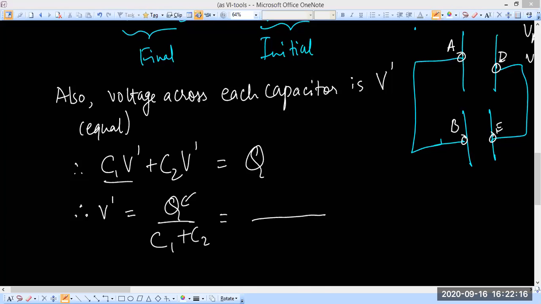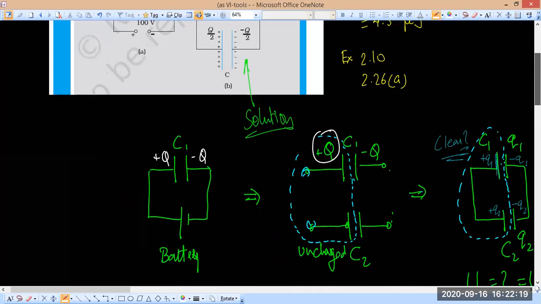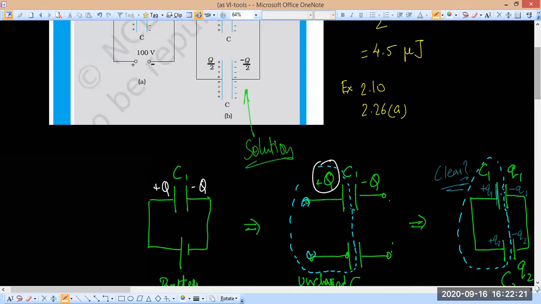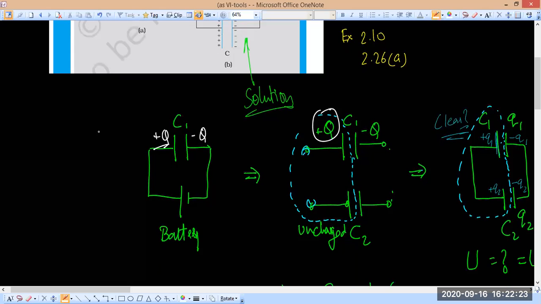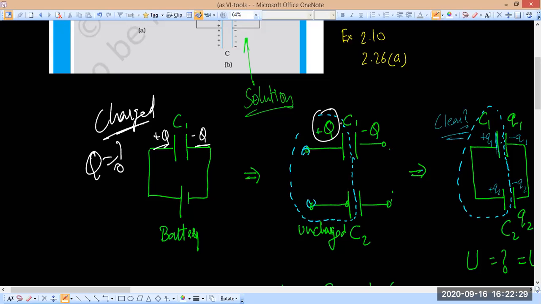People, I am asking you, when you connect this with battery and this gets charged, right? Okay. So what is that charge? What is that value of Q? Are you sure, Sakshi? How does 100 come?